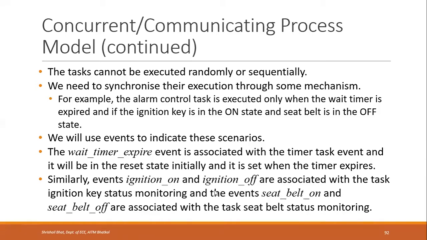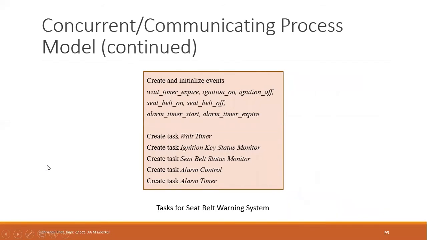So to execute them concurrently, these are the different tasks in seatbelt warning system. So we have to create all these events and tasks. Create and initialize these events: wait timer expire, ignition on, ignition off, seatbelt on, seatbelt off, alarm timer start, alarm timer expire. 7 events. Okay, these are the 7 events we have.